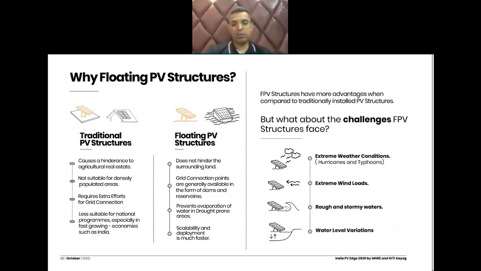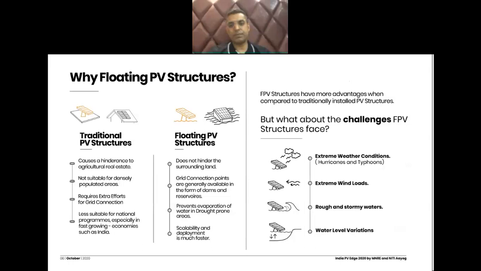Why floating PV structures? Traditional structures, of course, have a lot of issues in terms of land acquisition costs, availability of land, and really not suitable for densely populated areas. This is where floating PV actually comes in. First off, you don't need land for it, so the acquisition cost is gone. When you use dams and reservoirs, you already have grid connection points in place. And one of the most important aspects is that it helps the locals in the area by preventing evaporation losses, especially in drought-prone areas.